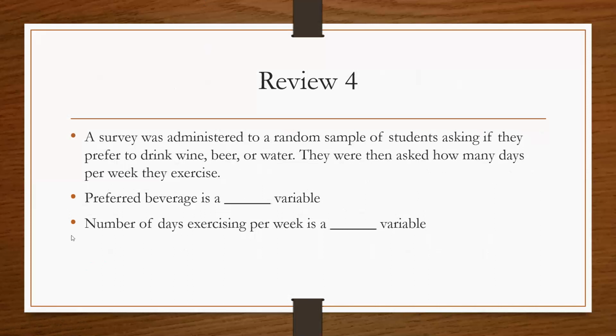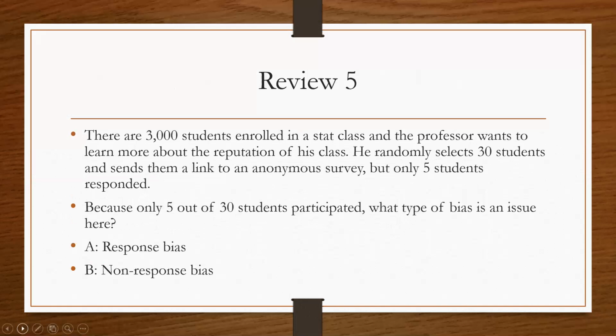All right, so this one goes back a little bit, so if you guys remember. So the preferred beverage is a categorical variable because it's simply asking them, do they like beer, wine, or water better? It's not asking anything about numbers. And the number of days exercising per week is quantitative because you gotta give a number of how many days you work out. That's all there really is to it. All right. Again, I'll let you guys have a little bit of time with this. This one's kind of a tricky one, so we'll see what you come up with.